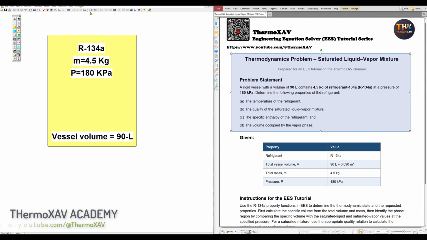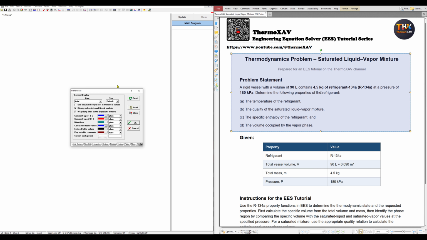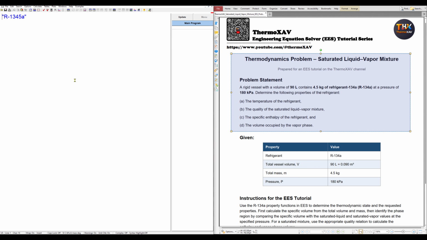Here I will go to the equation window, and then I can start to calculate. From this given information, we can determine the specific volume. I can simply write a comment, like the refrigerant name, for example, R134A. This is a comment. Let me go to the options and preferences and increase the size of this font and press OK to have a better visualization. Then I can start to enter the given data.